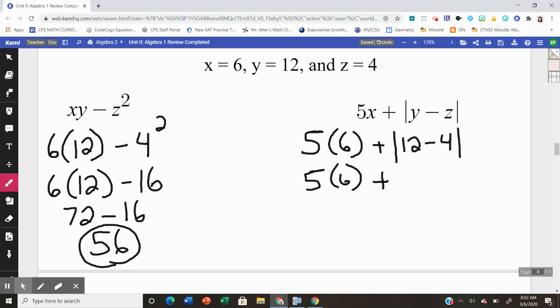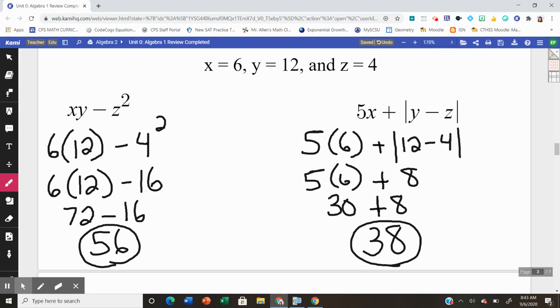because 12 minus 4 is 8. Absolute value of 8 is still 8. So I'm just writing the 8 down. 5 times 6 is 30. That was my multiplication. Last step, I'll do my addition. So final answer being 38.